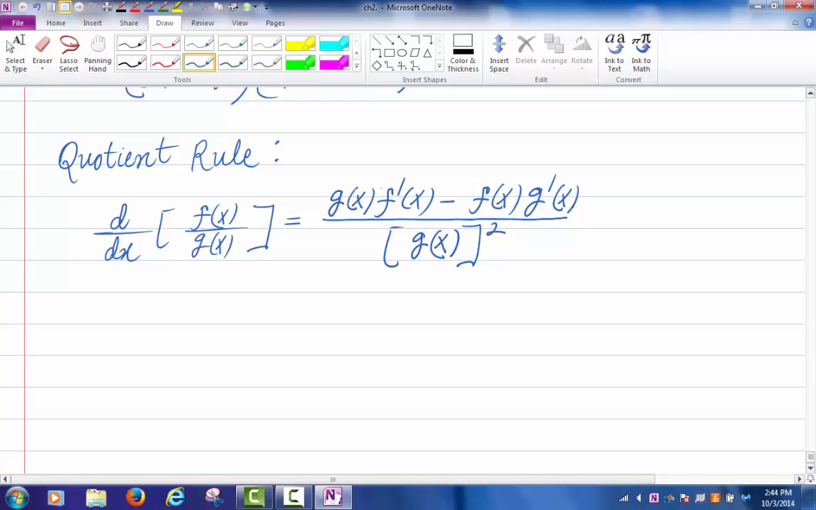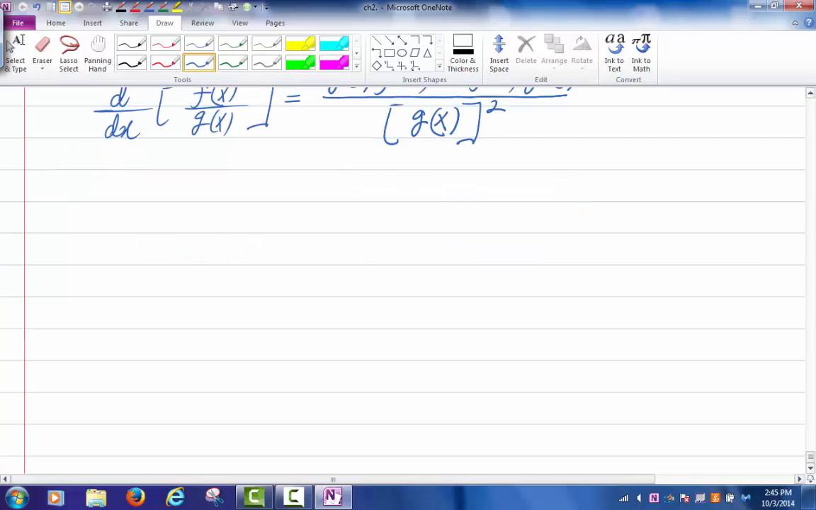Okay, one of the common mistakes that I see is that this negative is switched. So these two terms are switched. Sometimes some students will switch the two terms, but the order here is important. Is the formula clear to everybody? Okay, so let's see how this is applied.